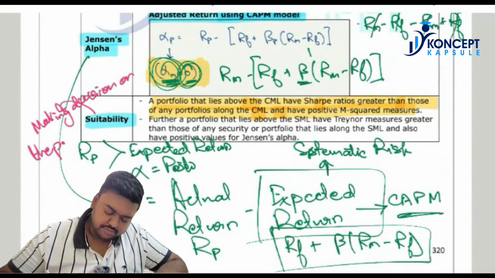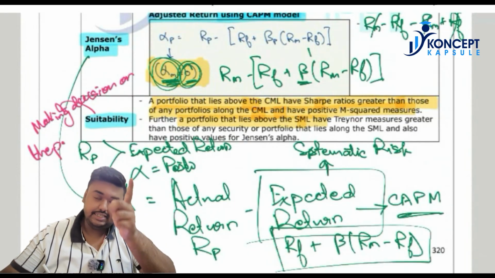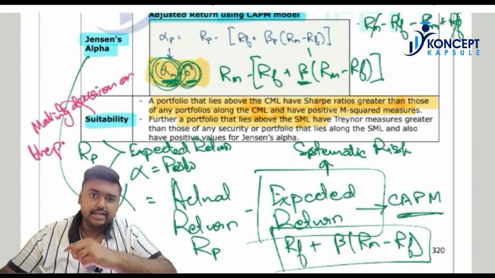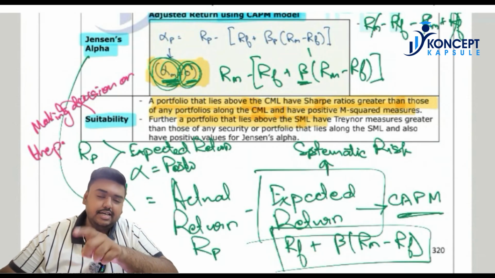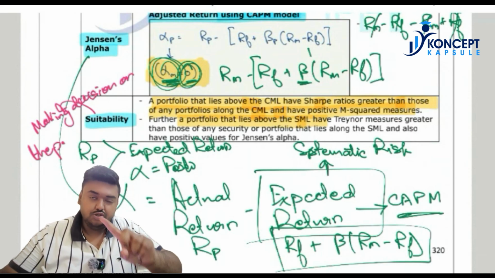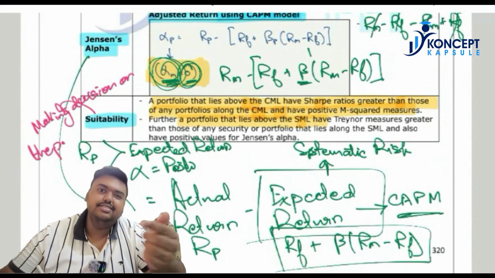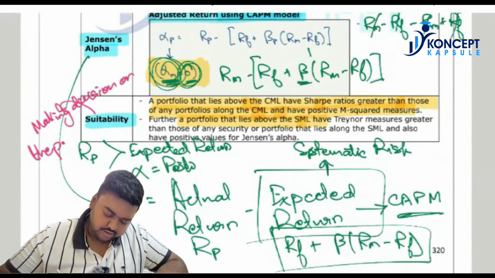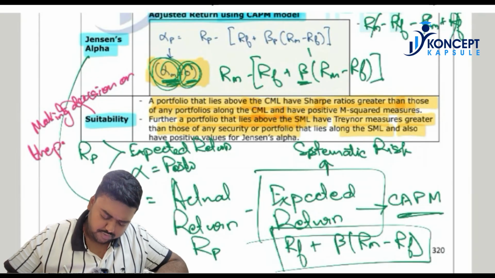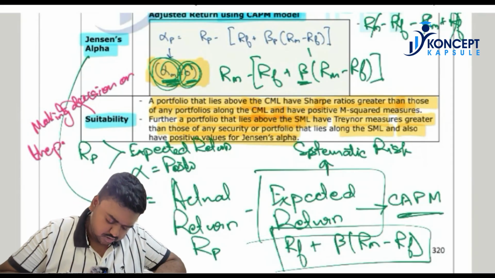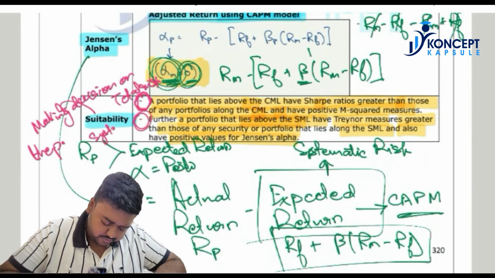Further, a portfolio that lies above the SML. What is SML? Guys, remember CML is the capital market line, SML is the securities market line. CML was basis the total risk, SML was basis the systematic risk. So in CML, since we are talking about the Sharpe ratio and M squared, in SML we will be talking about Jensen's alpha and Treynor ratio. So for a portfolio that lies above the SML, they have a Treynor measure greater than those of any security or portfolio that lies along the SML and also have a positive value of Jensen's alpha. So this was total risk and this is systematic risk.